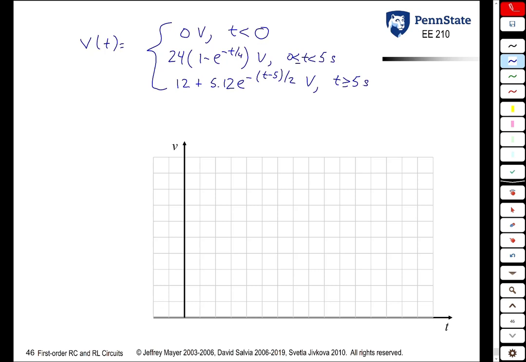So if you were to plot this, let's make this 2, 4, 6, 8, 10, 12, 14, 16 seconds. And let's make this 6, 12, 18, 24. So initial voltage across the capacitor is 0. At time 0, it starts charging up to 24 volts, and it would take 20 seconds to get there.